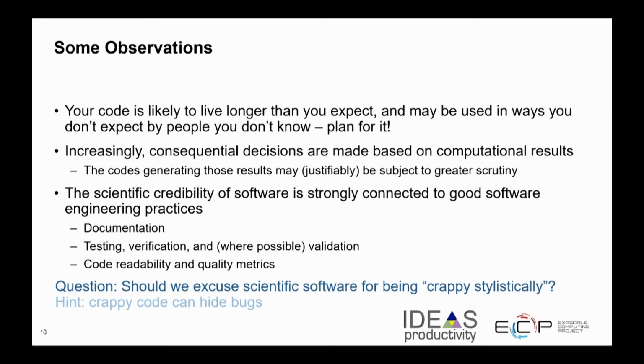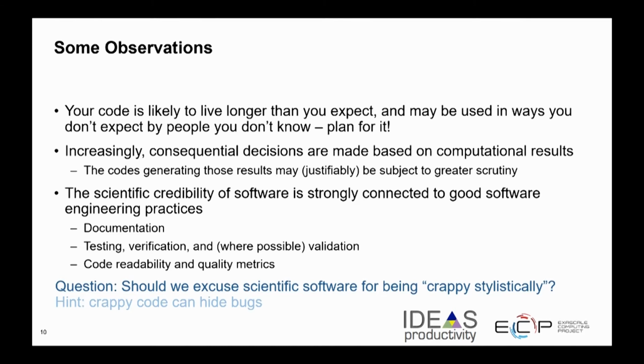So some observations. First of all, your code's likely to live longer than you expect. And it's also very possible that it'll be used in ways that you have no idea, okay? So these are things you have to plan for. And this is especially the case if you're in realms that have any possible connection to policy, right? Climate modeling, epidemiology, there's a lot of other things that these days could touch on that. So increasingly consequential decisions are made on the basis of computational results.